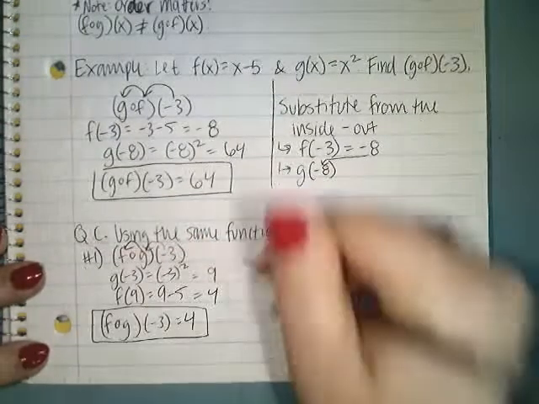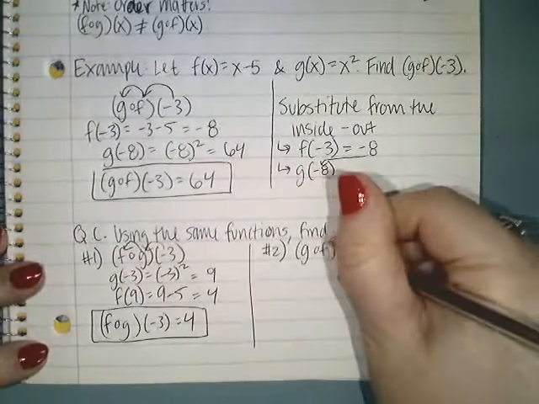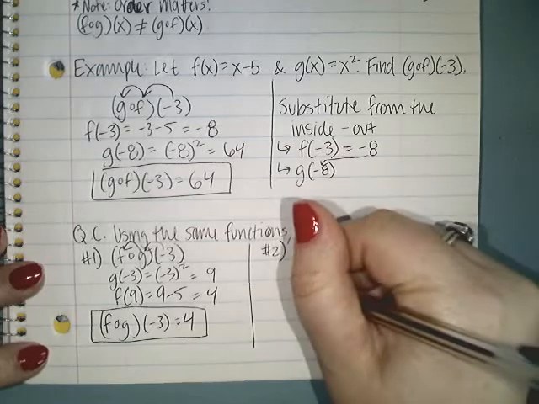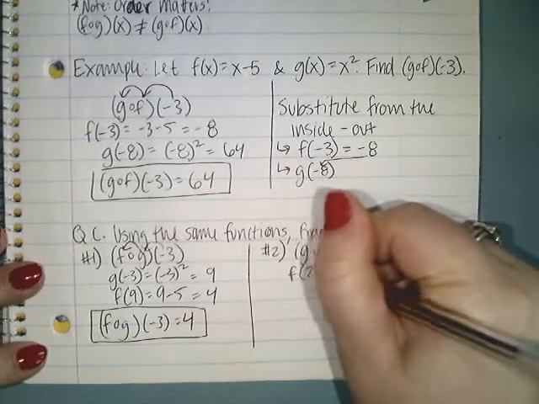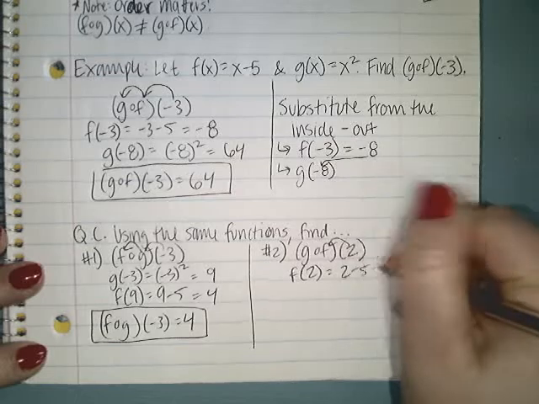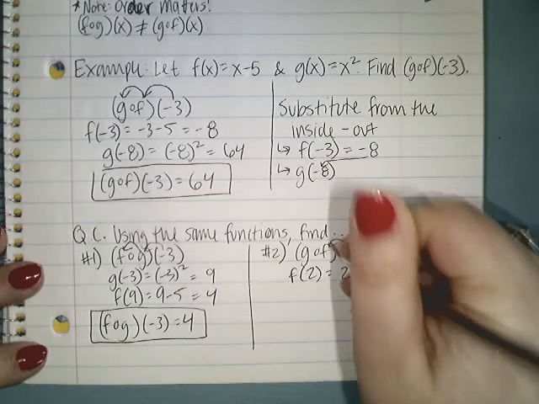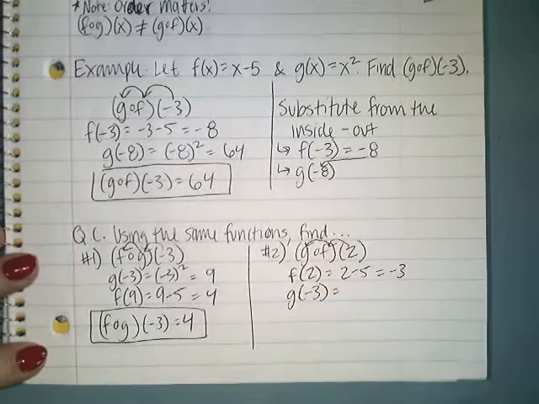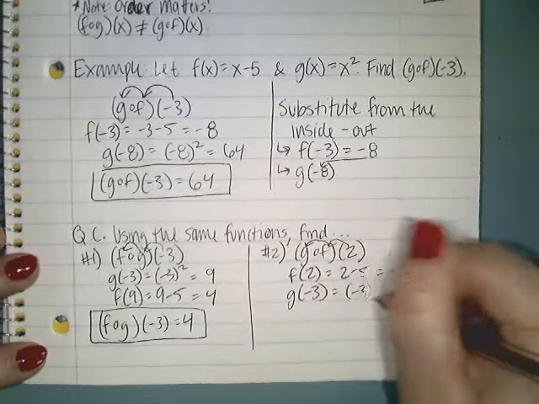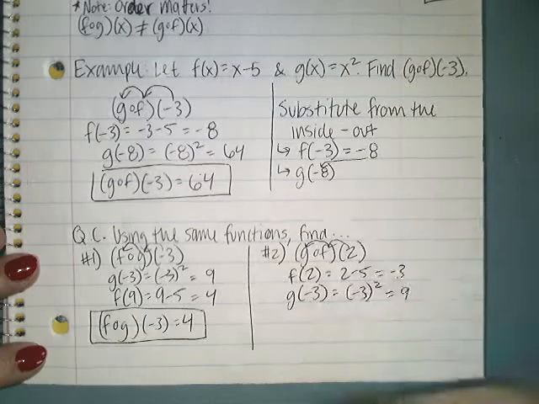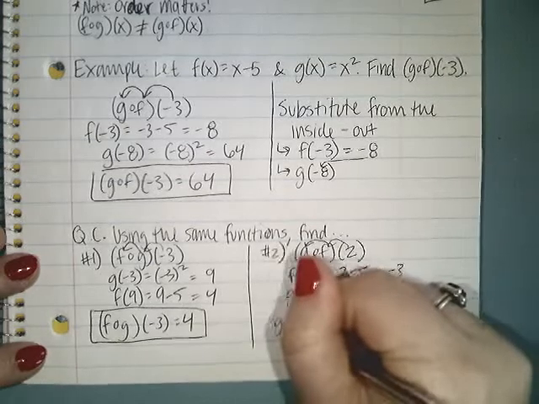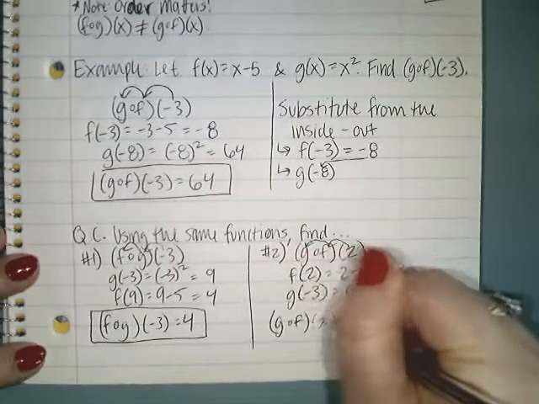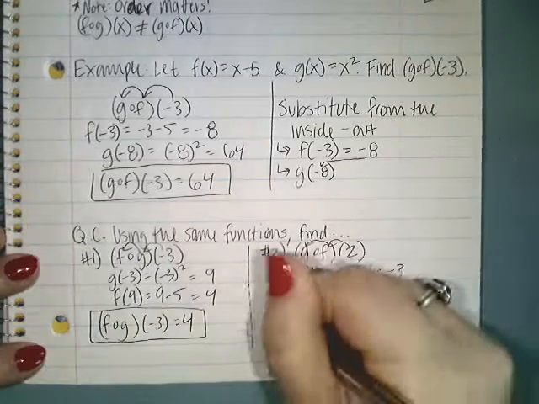And my last example, final thing, I'm plugging 2 into f. So f of 2 is equal to 2 minus 5, which is negative 3. And then I'm plugging that into g. So g of negative 3 is equal to negative 3 squared, which is 9. So I can say that g of f of 2 is equal to 9.